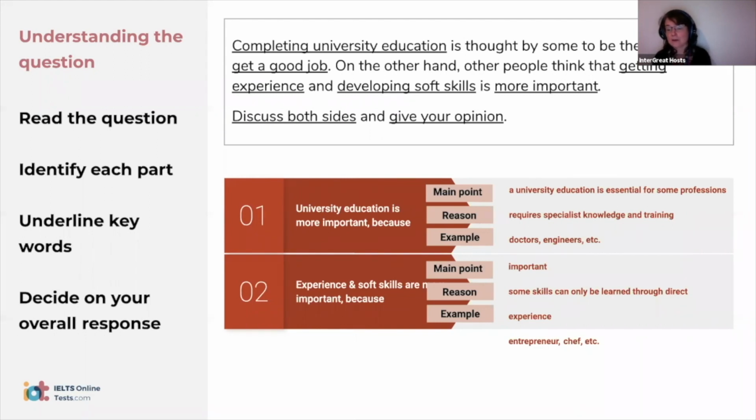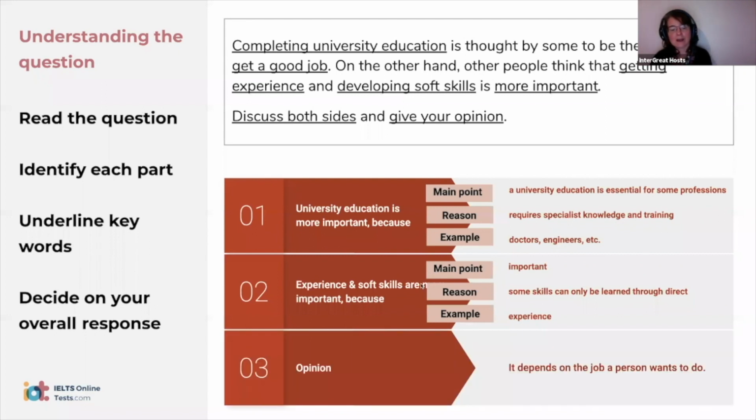Okay, so again, before you start writing, make a little plan. You can make a little table. What's my argument supporting here? University education, the first point. What's my argument supporting the second point?